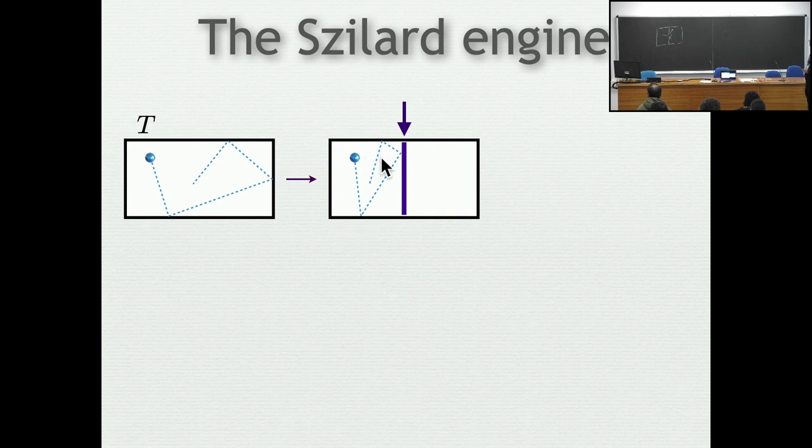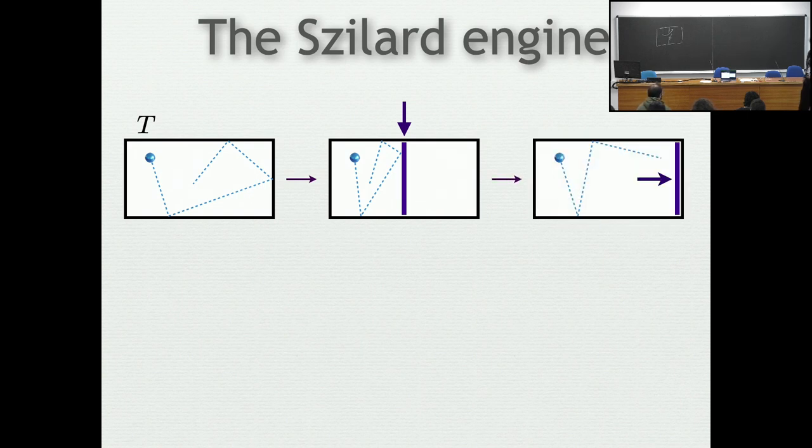Because of the uncertainty principle, you are confining the particle in a smaller volume, and then the kinetic energy, because of Heisenberg's uncertainty principle, should increase. But if the particle is classical, you don't need any work. Then you measure where the particle is, and you implement an expansion.